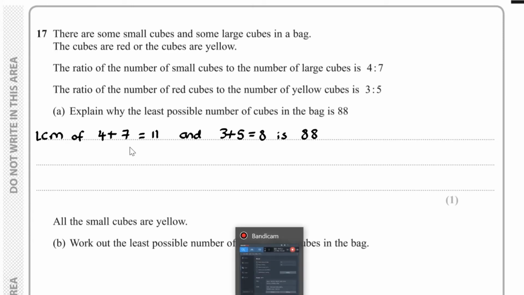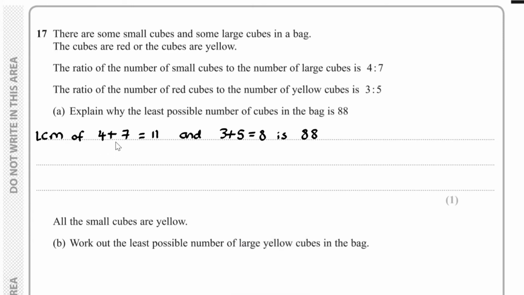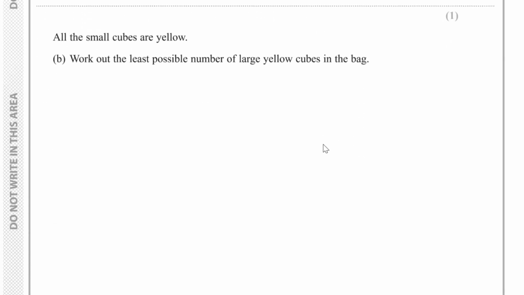Quite simply, the lowest common multiple of the 4 plus the 7, which is 11, and the 3 plus the 5, which is 8, the lowest common multiple of 11 and 8, that's 88. And now for part B, all the small cubes are yellow. We have to work out the least possible number of yellow large cubes in the bag. So the ratio, already what do we know? We know that the ratio of small to large is equal to 4:7.